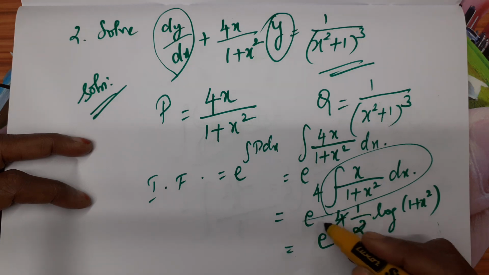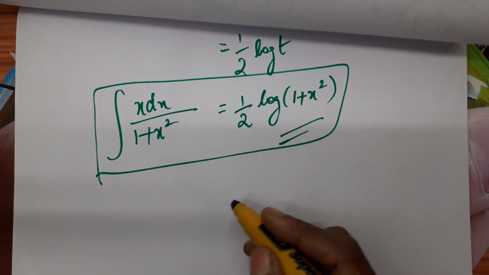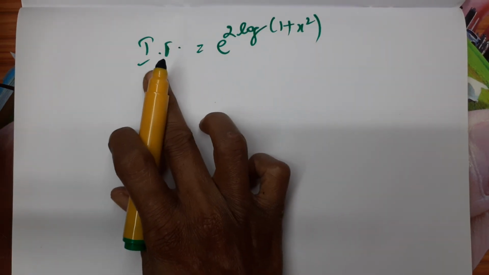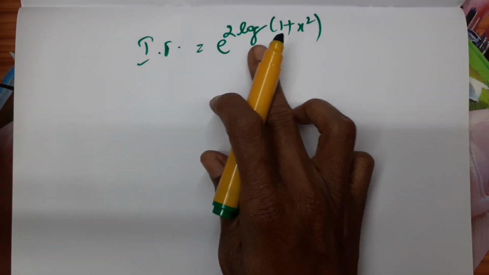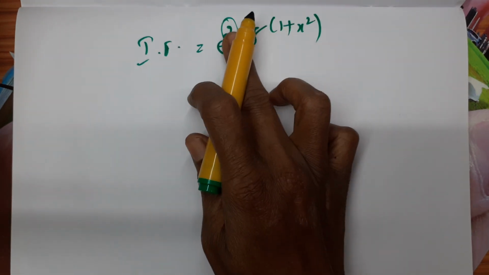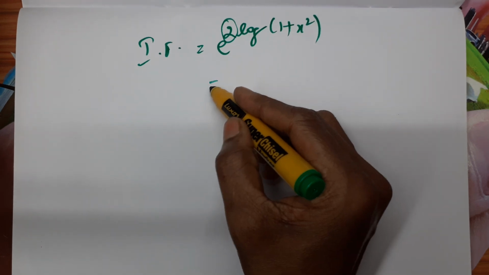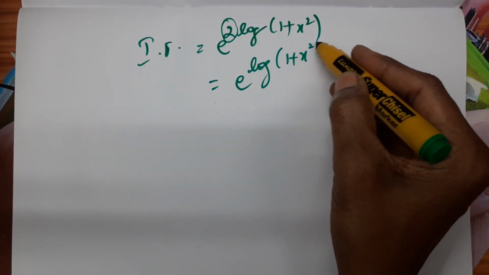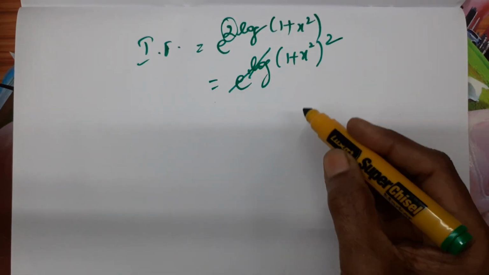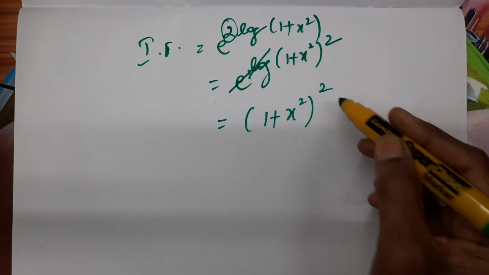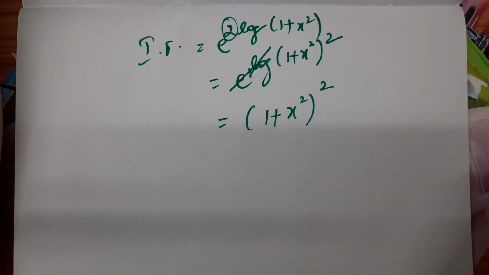After cancelling, the integrating factor is e power 2 log of 1 plus x squared. Already I told you, don't keep this coefficient here, bring that to the power. So e power log of (1 plus x squared) the whole square. Now we can cancel e and log. So the final answer for the integrating factor is (1 plus x squared) the whole square.